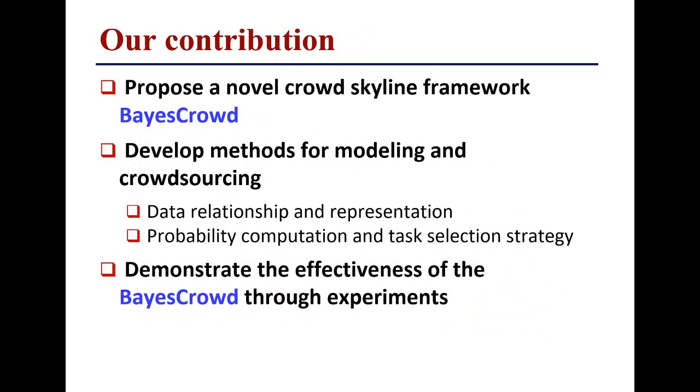As a result, we propose a novel crowd-Skyline framework BayesCrowd, which handles the Skyline queries over incomplete data via crowdsourcing. There are 2 phases including modeling and crowdsourcing in BayesCrowd, and we develop methods for modeling and crowdsourcing. We model the relationship in data and represent data efficiently. Then, based on the modeling, we present probability computation methods and task selection strategy to support crowdsourcing. Extensive experiments demonstrate the effectiveness of BayesCrowd.